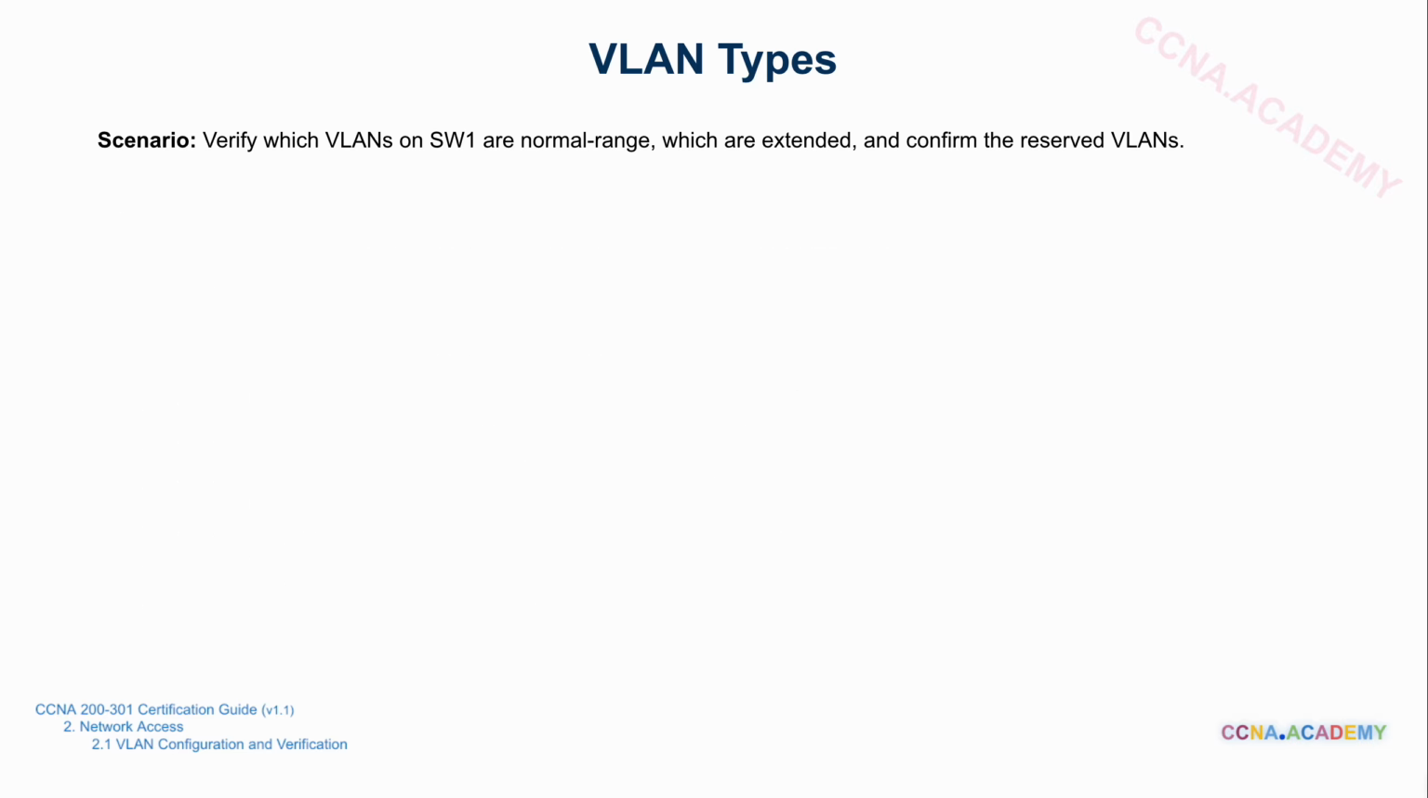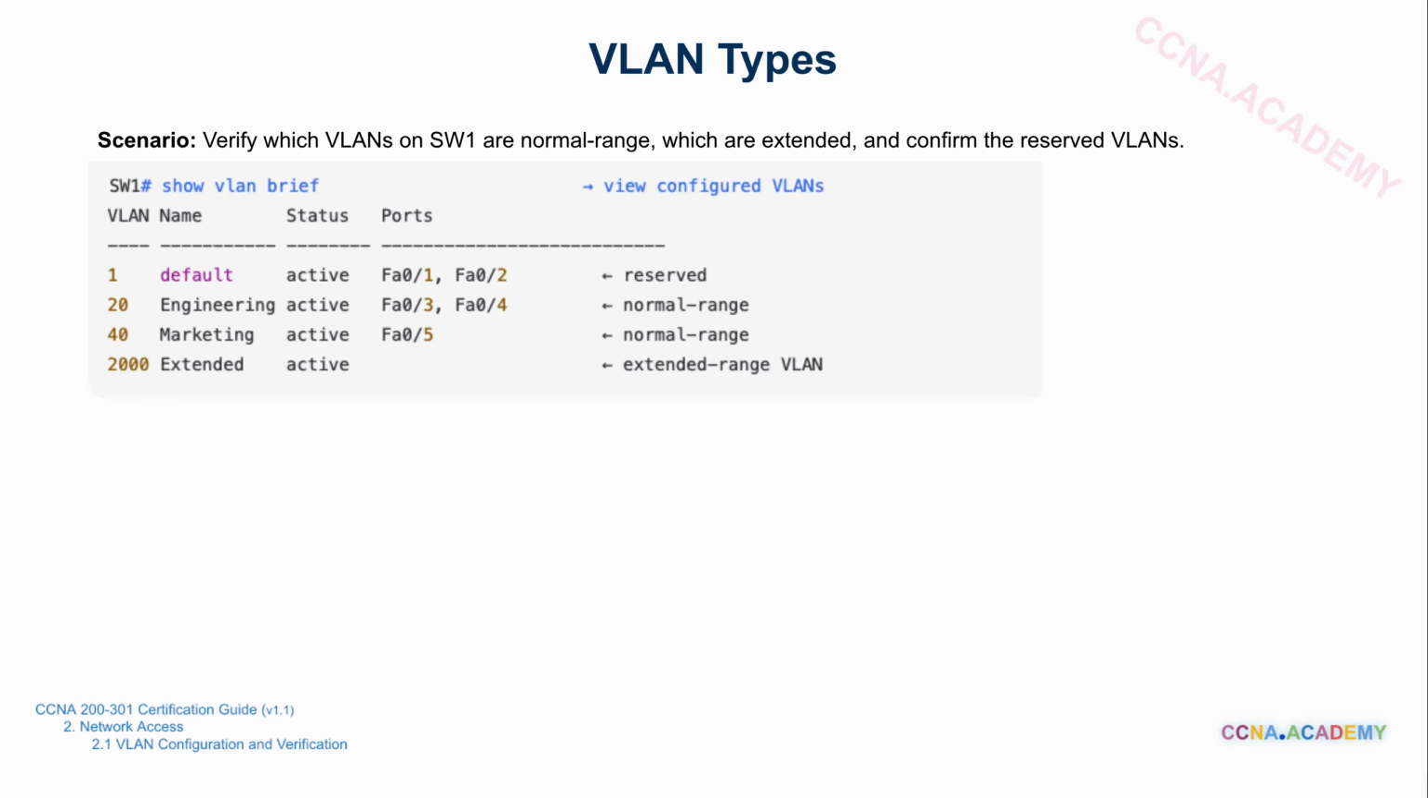In this example, we want to understand how VLANs are categorized on the switch. First, we verify the VLANs configured on the switch. By displaying the VLAN table, we can identify which VLANs fall into the reserved range, which are normal range VLANs, and which VLANs are in the extended range. This gives us a clear classification based on VLAN IDs.